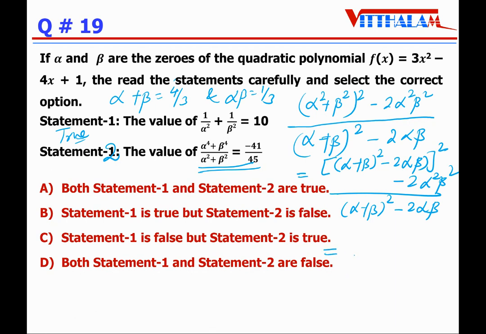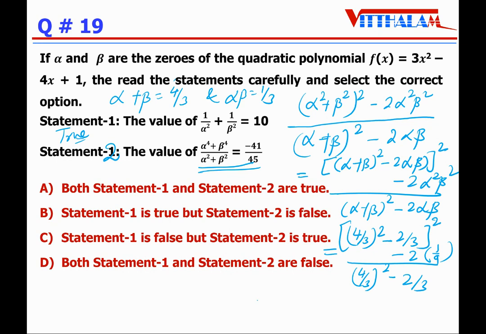Let's put the value of product as well as sum of the zeros. So α + β is 4/3. So (4/3)² − 2 times 1/3, so it is 2/3, that squared, minus 2 times (αβ)², that means 1/9, divided by (α + β)², that means (4/3)² − 2αβ, that means 2/3. Let's simplify. So (4/3)² means 16/9, minus 2/3, whole squared, minus 2/9, divided by 16/9 minus 2/3.